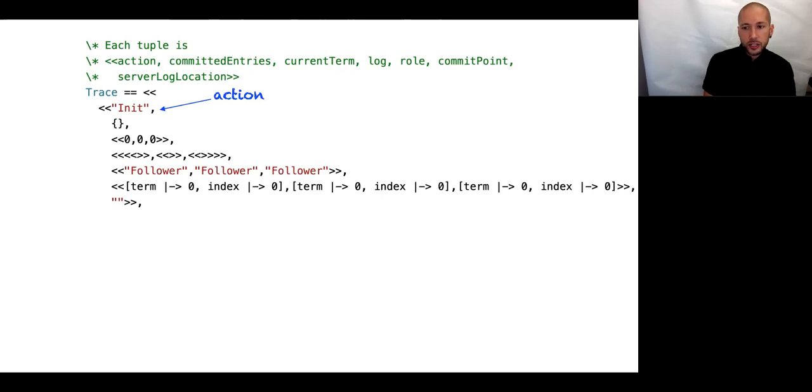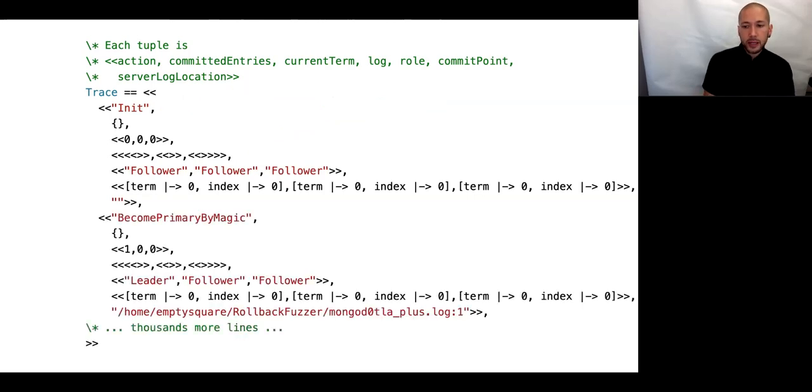So for example, the initial state here is a tuple. The action that brought us here is init. We include all of the state variables, which you don't need to pay attention to right now. And after that, we start processing trace events. So maybe the next event is that a member became primary. We call this action become primary by magic because our spec doesn't model the election protocol in detail. So we just assume that some member becomes a leader.